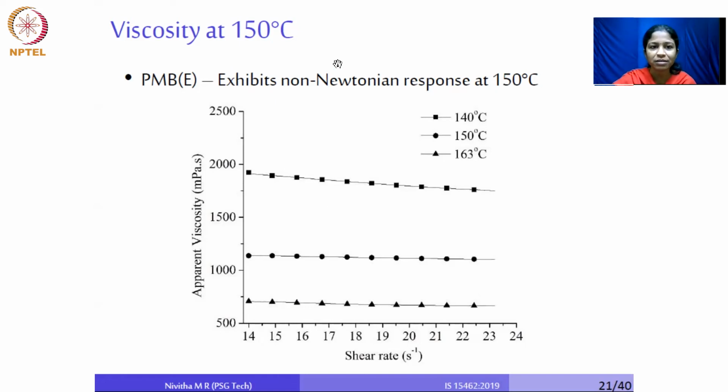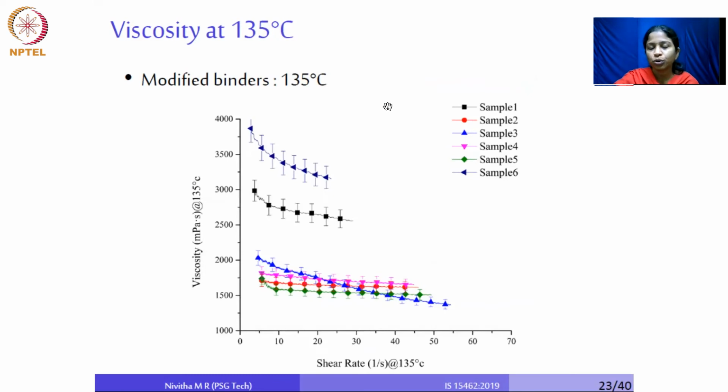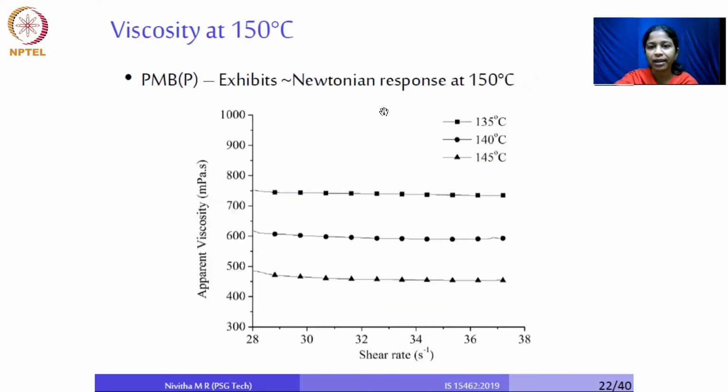So these are the results for PMBE. This is at 140, 150, 163. We could see that maybe at 163 it is close to Newtonian, but otherwise at 140 and 150, it is almost non-Newtonian, right? Similarly, you can see the results for PMBP. Maybe we could say PMBP exhibits a Newtonian response at 150 degrees. This was based on one particular study for a given type of modifier.